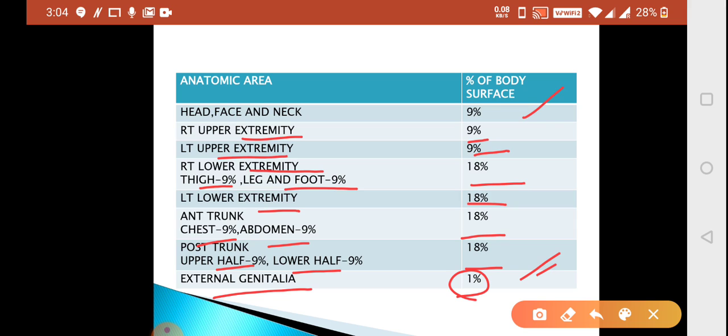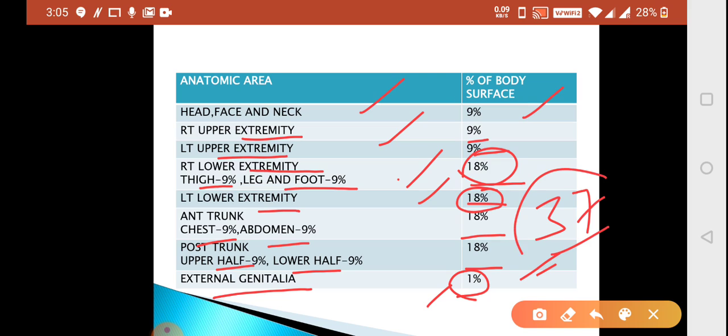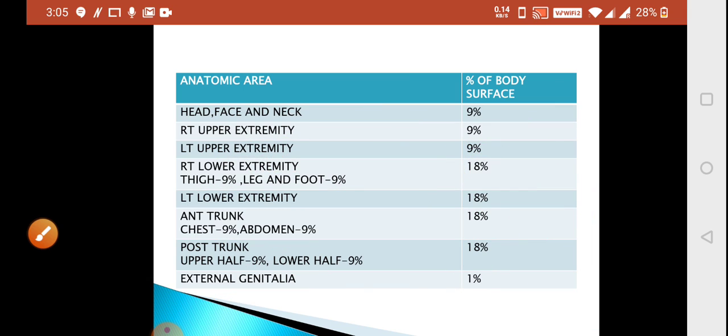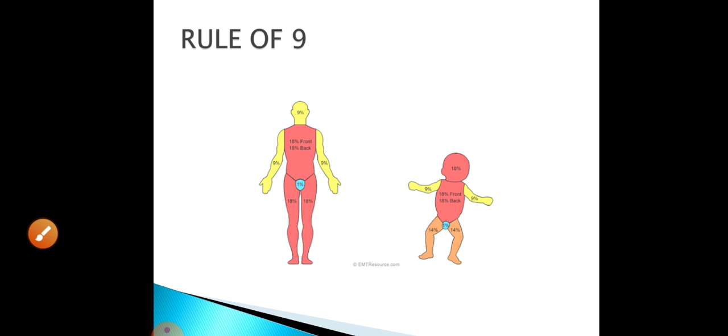So the question is usually asked, if this part is involved, how much percent? If this part is involved, how much percent? Sometimes they will give you that both the lower extremities are involved and genitalia is involved. So 18 plus 18, 36, and genitalia 1, making a total of 37. So on the basis of it they can ask you numericals, that if this area is involved, then how much percentage. So this thing should be clear to you, very beautifully depicted by a diagram.